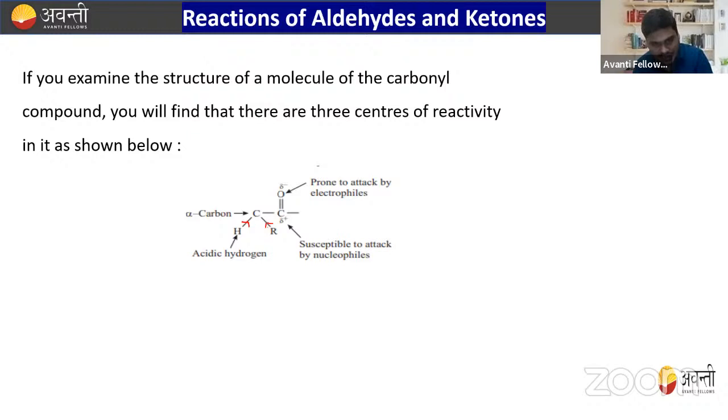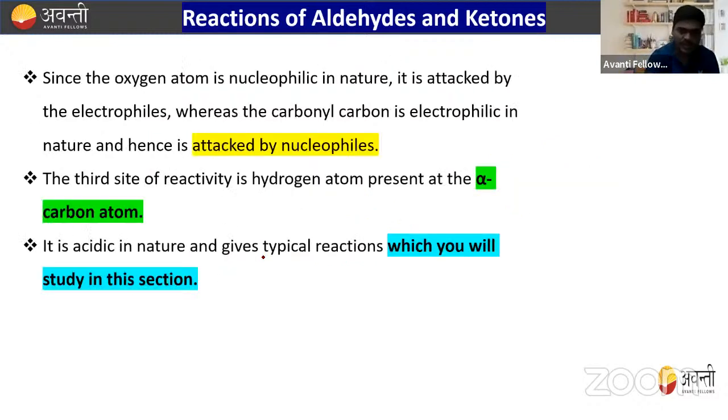This is also known as the alpha carbon. So this is CH3CHO. We can remember this structure like this: we have some alkyl group like CH3 or anything, and this is CHO. This is the alpha carbon, this is the alpha hydrogen. So we have three attacking sites here. One is prone to attack by the electrophile. One is susceptible to attack by the nucleophile, and this is the alpha carbon with acidic hydrogen. This is how we can remember this.